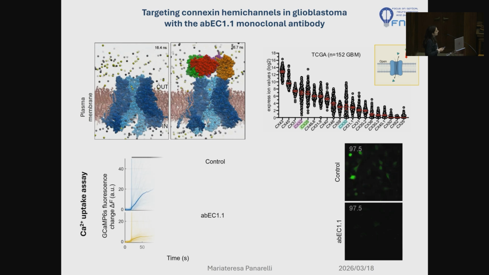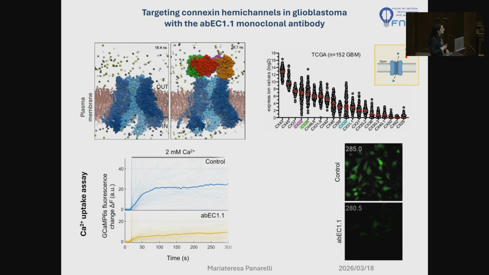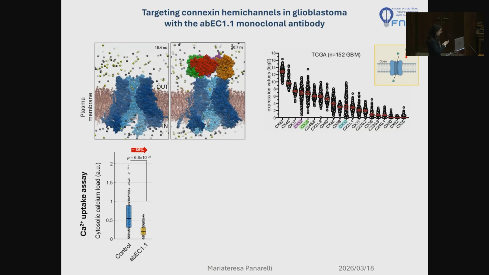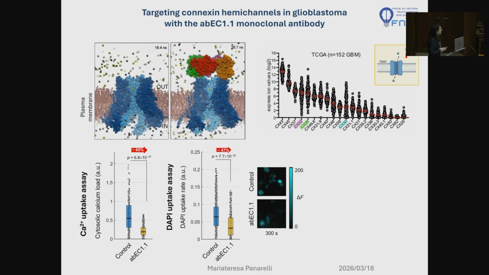In practice, we engineered these glioblastoma cells from patients with a calcium sensor, and we could observe that the uptake of calcium is lower in cells which are treated with ABEC. At the same time, we performed a DAPI uptake assay. DAPI is a small dye that becomes fluorescent upon entering the cell and targeting nuclei. And also in this case, there is an effect of ABEC.